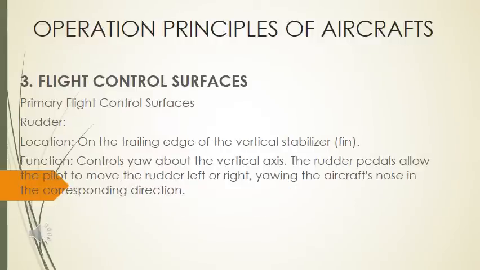Next is the rudder. It's located on the trailing edge of the vertical stabilizer, also known as the fin. The function is that it controls yaw about the vertical axis. The rudder pedals allow the pilot to move the rudder left or right, yawing the aircraft nose in the corresponding direction. This is used to control the left or right movement, the yaw of the aircraft, and yaw is about the vertical axis. So I've talked about three motions now on the aircraft: the motion about the vertical axis, the yaw; the motion about the lateral axis; and the motion about the longitudinal axis.